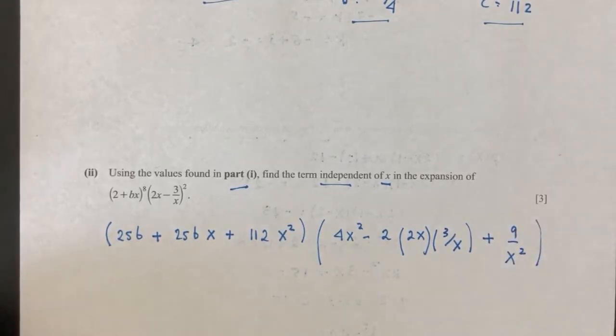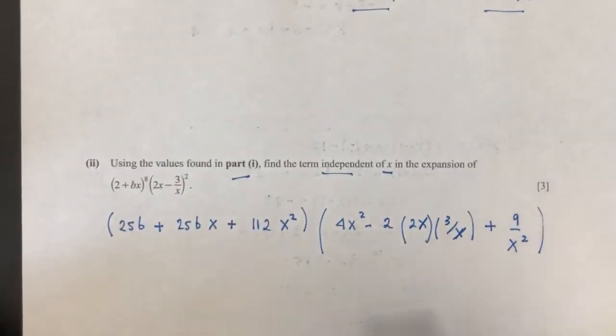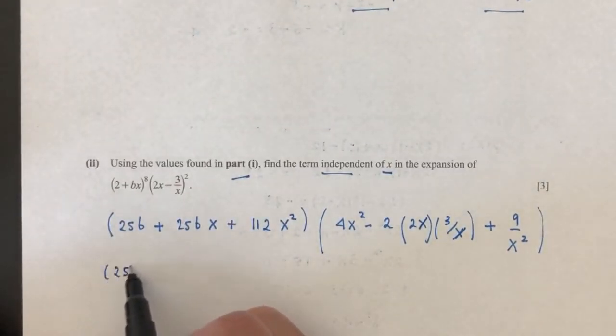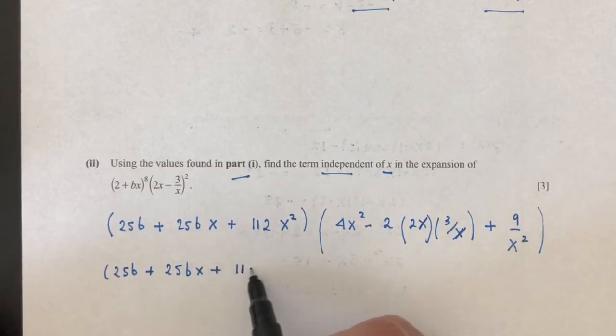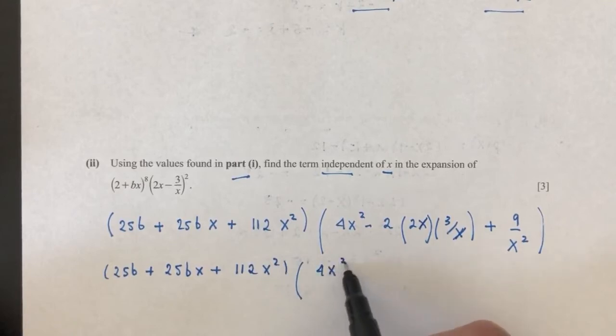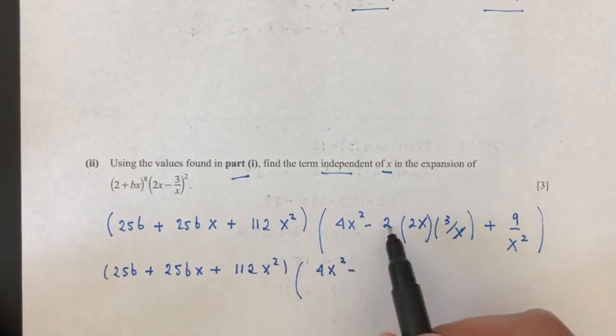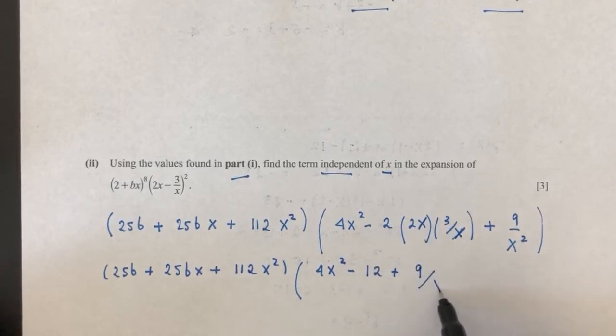Okay, so now let's expand and find the term. So let's simplify this as well. This will become, so now we have (256 + 256x + 112x²) multiplied by (4x² ... 2 times 2 times 3). That will be minus 12 plus 9 over x².